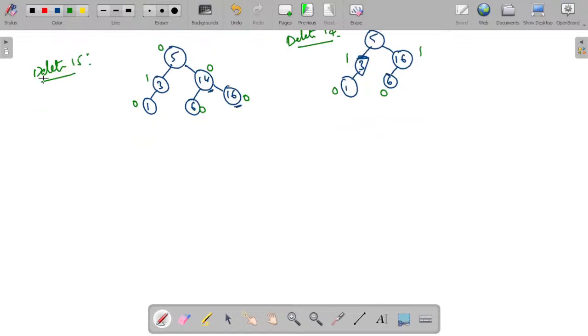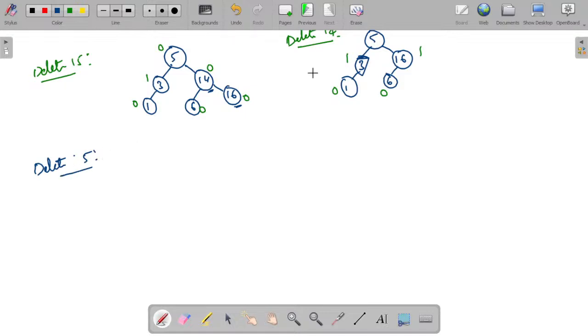Alright, so now I think I can get into some situation here. Maybe if we delete, I'm not very sure, but let us say we are asked to delete 5. Let us see after deletion of 5 what happens.